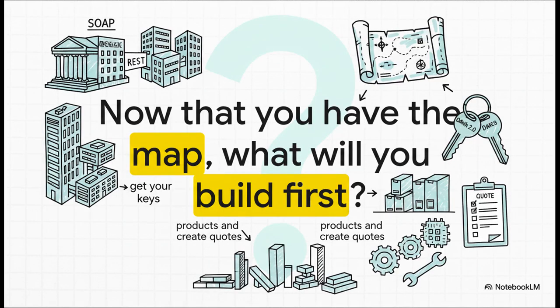And that's our tour. We've explored the SOAP and REST districts. We figured out how to get our keys with OAuth 2.0. We saw how to manage products and create quotes, and we even peeked at the power tools with advanced scripting. We've given you the map to the city, so the only real question left is, what are you going to build first?